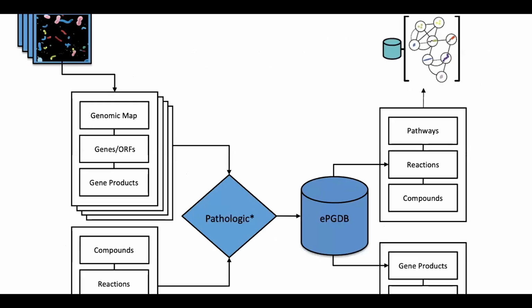So the schema of an EPGDB looks like this. This is the same if you had done it with an organism, by the way. This is what we will do for the community level data set at this point, but you could do this for each individual genotype just as well. We have the genomic map, the set of genes and ORFs, the gene products. We have that rendered through compounds, reactions, and pathways, through PathoLogic, that then feeds into this data structure we call a PGDB that allows us then to visualize and enumerate those self-same features.